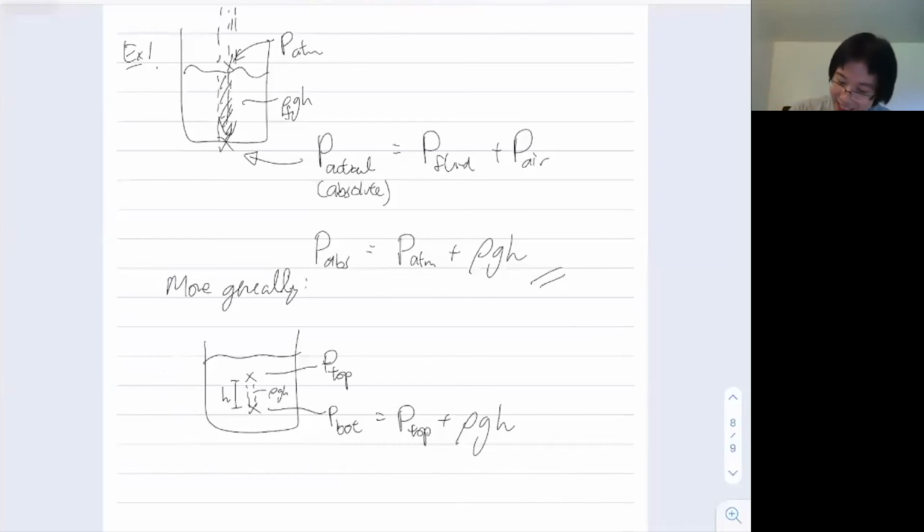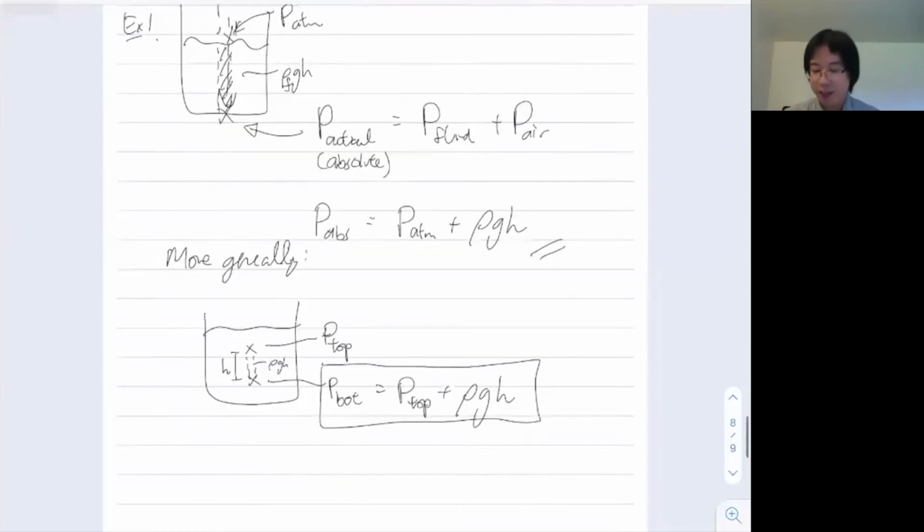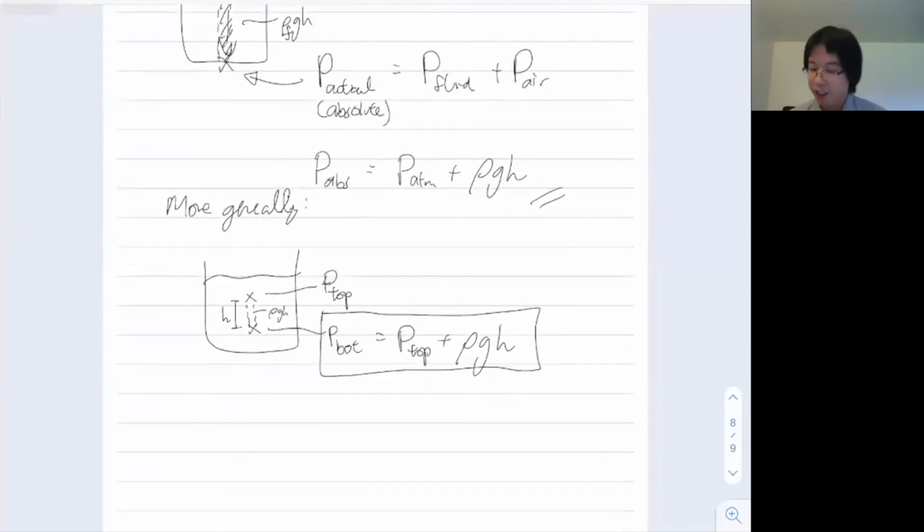And this is actually a very useful formula, because often we need to compare 2 points. You'll see some of these examples in the homework and tomorrow's discussion session.